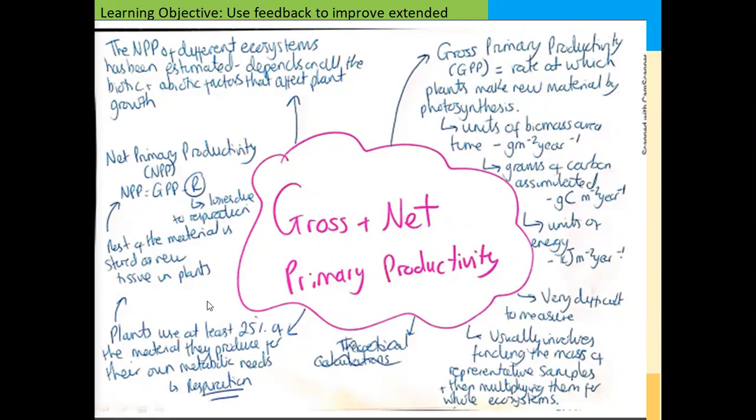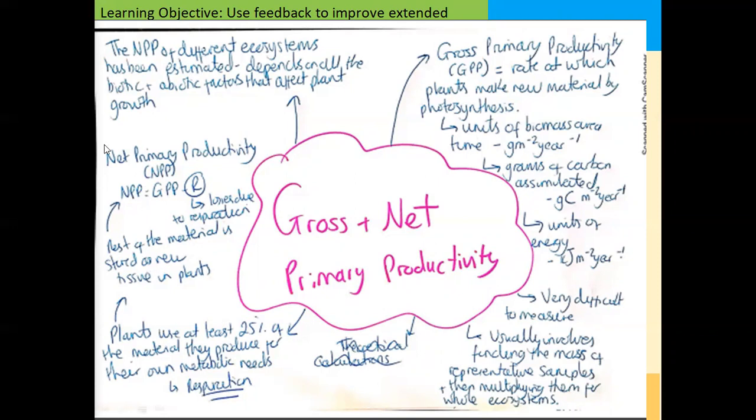Now, plants use at least 25% of the material they produce for their own metabolic needs. The biggest metabolic need there is respiration. And then the rest of the material, so that other 75% or less, is stored as new tissue in plants. And obviously that new tissue is what the primary consumers will come along and eat.